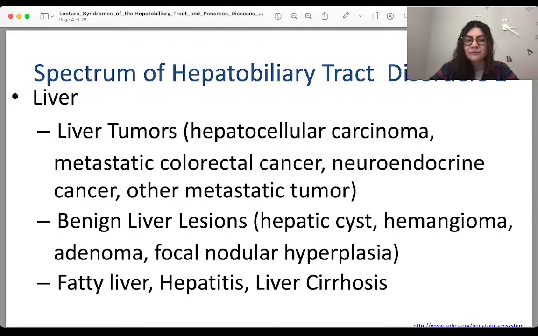The problems with the liver can include many of them. It is liver tumors. Here most often we can see hepatocellular carcinoma, metastatic colorectal cancer, neuroendocrine cancer, and other metastatic tumors, and benign liver lesions like hepatic cyst, hemangioma, adenoma, focal nodular hyperplasia. Moreover, in liver problems, we can classify fatty liver, hepatitis of different etiology, it can be viral and non-viral, and liver cirrhosis.